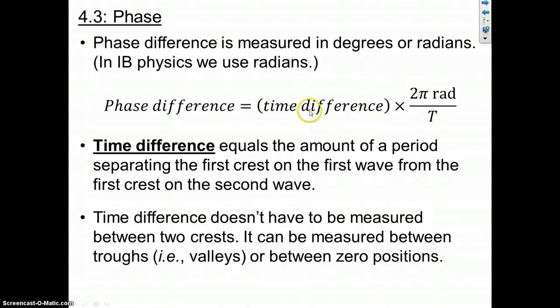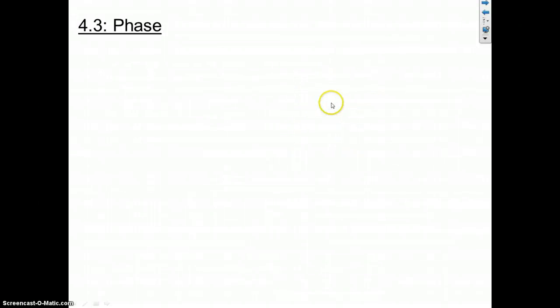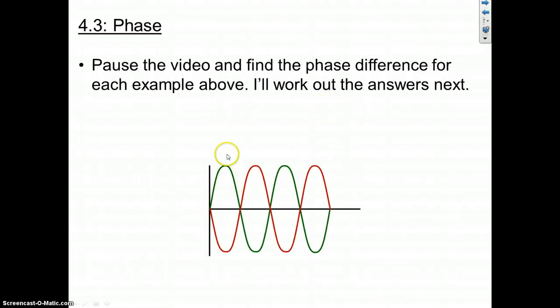Is it T over 4? Is it T over 2? Is it 2/3 T? What's the time difference? What's the amount of time separating the first crest on the first wave from the first crest on the second wave? I want you to give this a shot and pause the video, but now I'm going to move on and do the answers. I'm going to show you the answers. Here's how you do it.